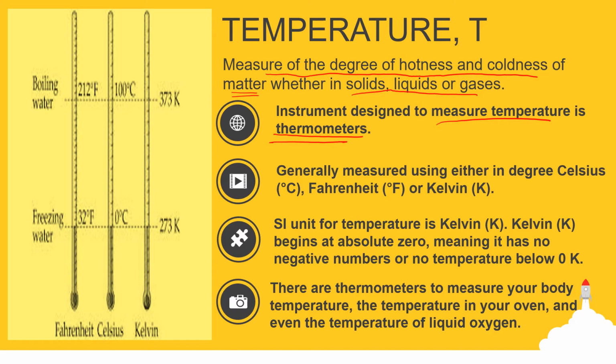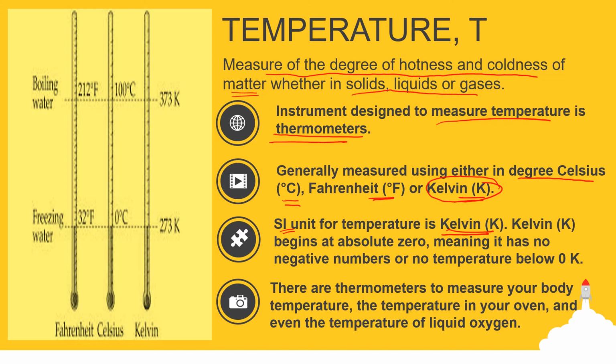So generally we measure using degree Celsius. Okay, you always come across degree Celsius, Fahrenheit and Kelvin. You are all used to hearing about temperature, right? So basically the SI unit must be in Kelvin. For the SI unit, the one used is Kelvin. Degree Celsius is not an SI unit.